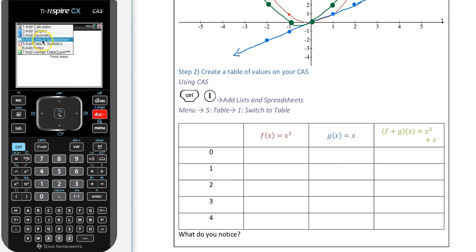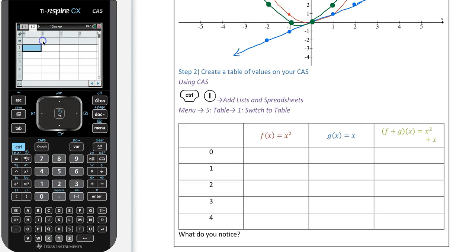We're also going to look at this using a table of values. So in our calculator, we can create a lists and spreadsheets page. So menu, add a lists and spreadsheets page. And we're not actually dealing with a spreadsheet. We want to deal with a table. So if you go menu, you can change that into a table.